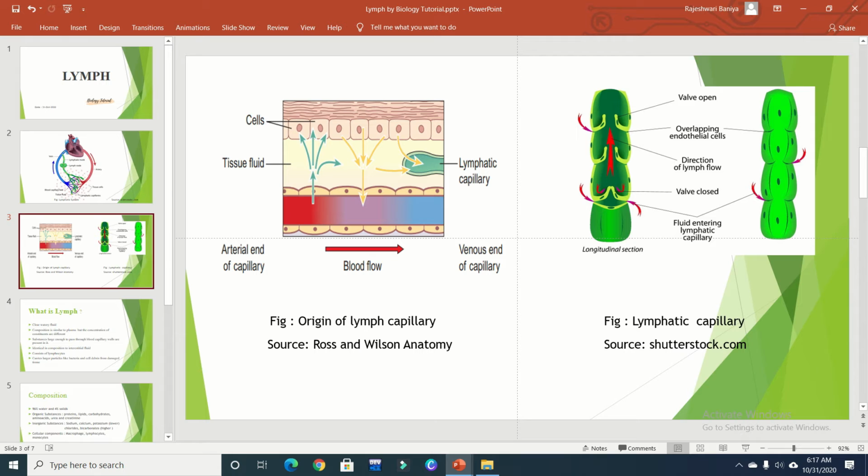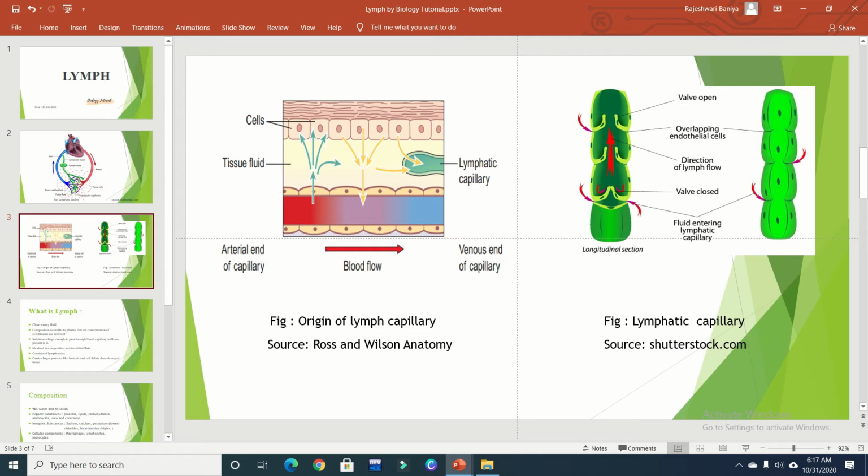Between the cells, these spaces are present. It will uptake the nutrients. The nutrients are required for the growth and development of the cell. Again 70 liters of the fluid will come back to the venous end. This 70 liters of fluid includes the carbon dioxide and other waste materials. Okay, here is 20 liters, here is 70 liters.